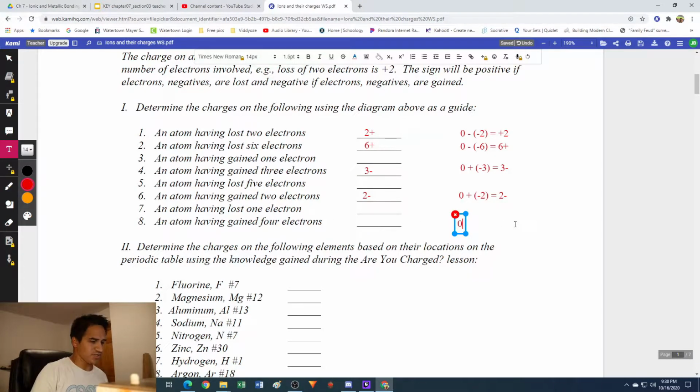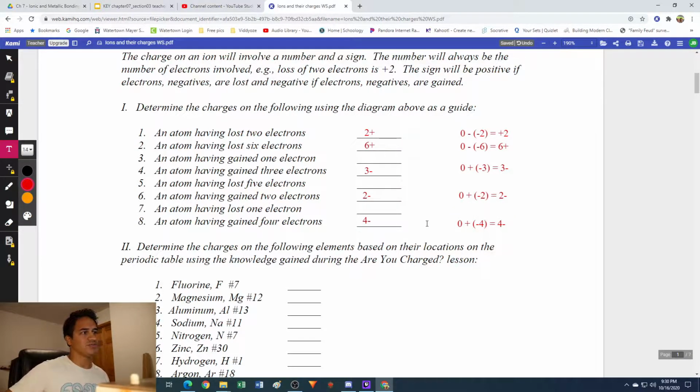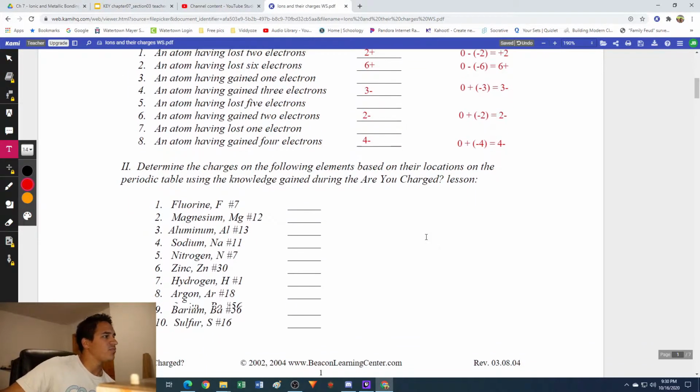All right, number 8, an atom having gained 4 electrons. All right, so again, atom starts at 0. We are gaining negative 4. Therefore, we are going to make a charge of 4 minus, because again, we're gaining 4 negative particles. All right, so there's the first ones. Let's take a look at part 2.